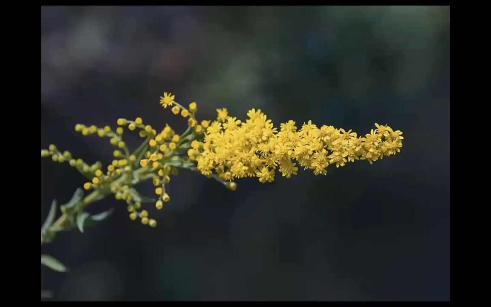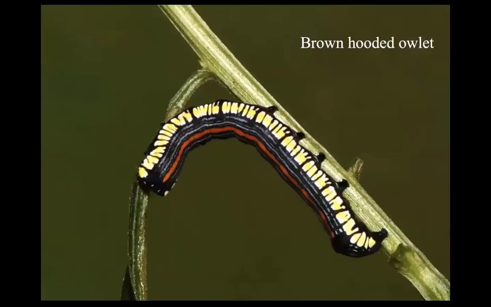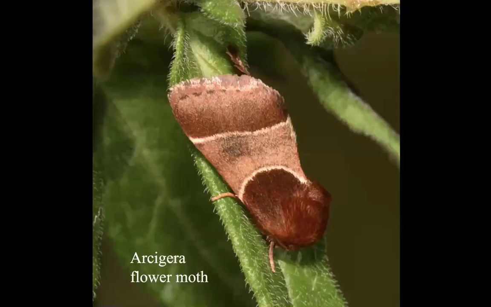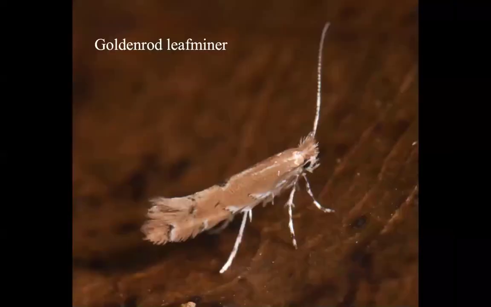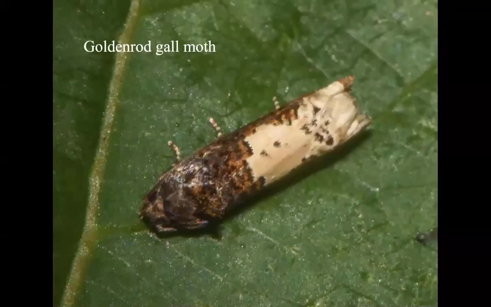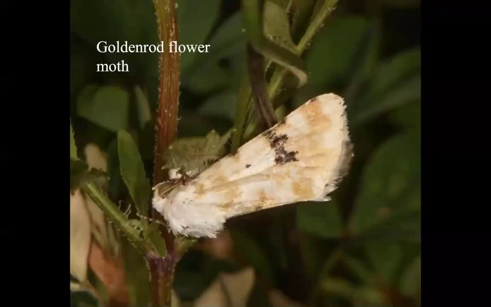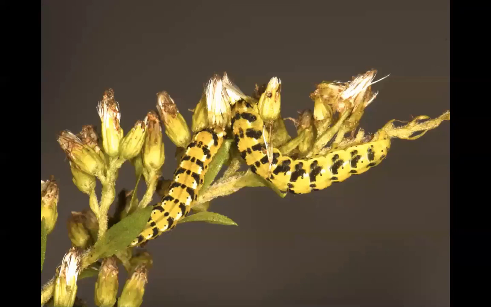I did not plant goldenrod, came in on its own. And along with the goldenrod came many of the things that require goldenrod, like the beautiful brown hooded owlet, the Arcigera flower moth, the goldenrod leaf miner, the distinct Sparganothis, the goldenrod gall moth. This is one that hasn't come, the goldenrod flower moth. I don't know why it hasn't found our goldenrod, but that's what the caterpillars look like. But this is part of the fun. This is anticipation.